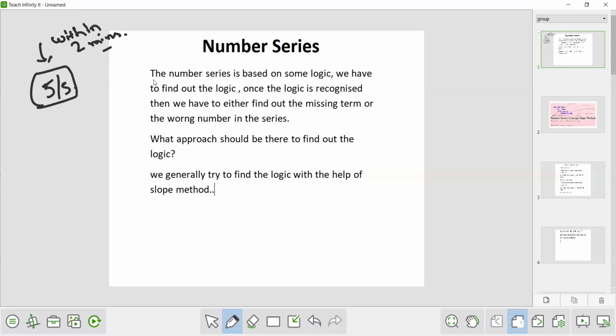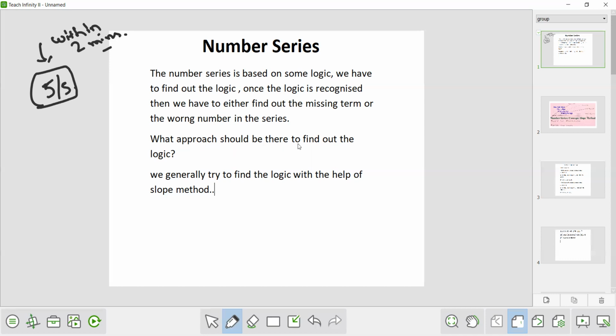Okay, so let us start. What is number series? The number series is based on some logic. We have to find out the logic. Once the logic is recognized, then we have to find either the missing term, or the wrong number, or one new type of series that comes in the examination, which we will discuss later.